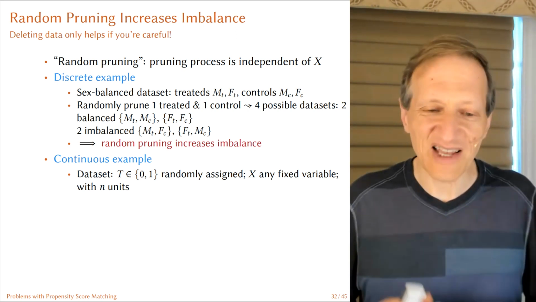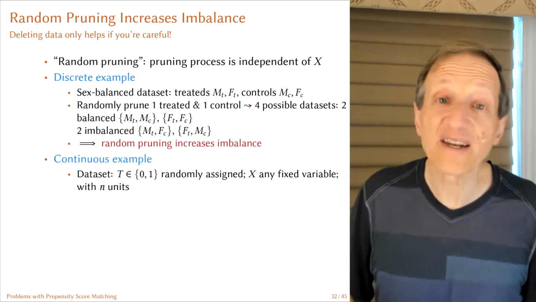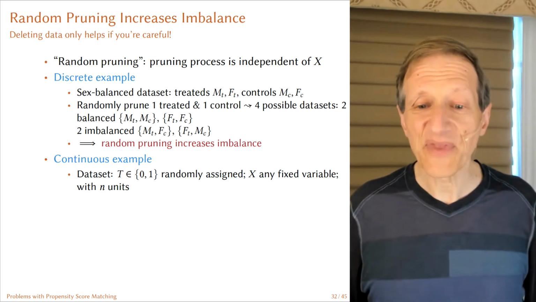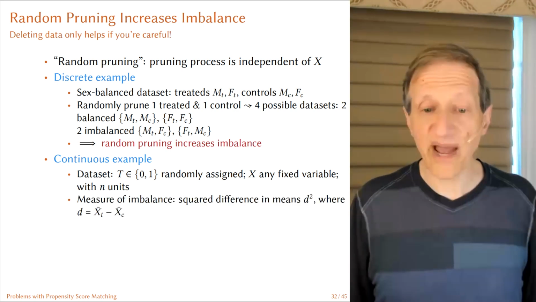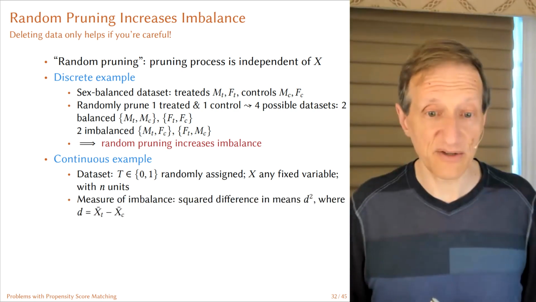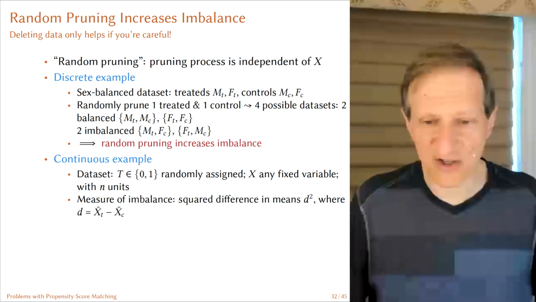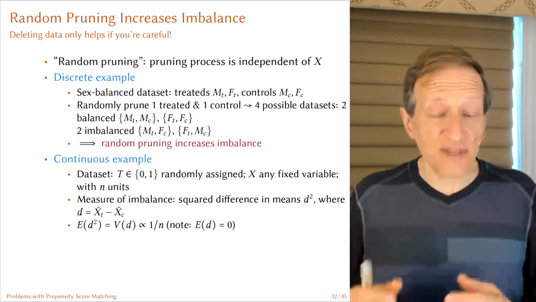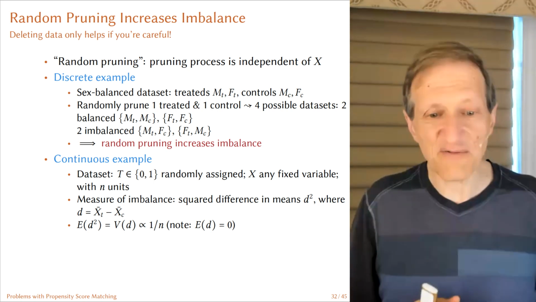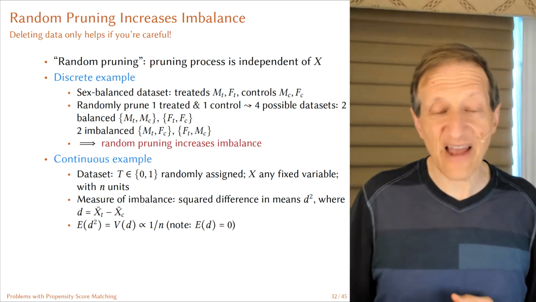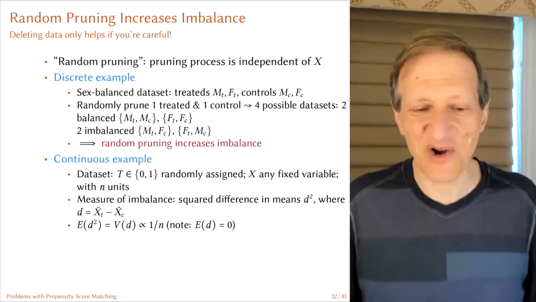If you have a data set, let's say t, which is the treatment variable, randomly assigned by flips of coins, let's say, and x is any fixed variable with n units. Here's a measure of imbalance: the squared difference in means. Right. So you have the difference in means. Just square it. We could take the absolute value, but let's just square it. Turns out the expected value of our distance metric, the squared difference, is the variance. Okay, so the variance is proportional to 1 over n.